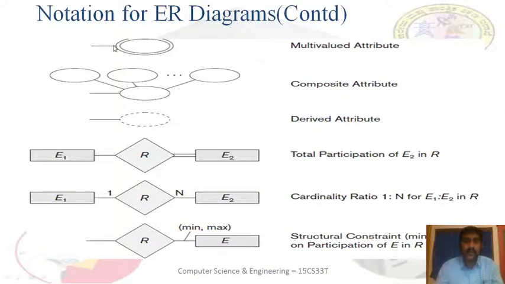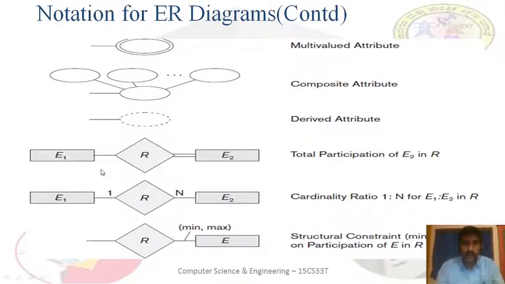The multi-value attributes are denoted by a double oval, and similarly composite attributes are denoted with a number of attributes connected to a single attribute. For example, when we consider name, name is subdivided into F name, middle initial, last name. This is considered a composite attribute. And similarly, derived attributes are denoted as dotted ovals.